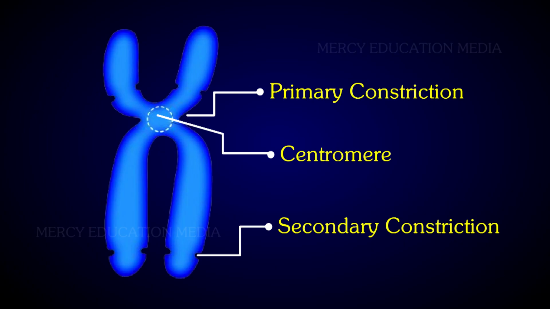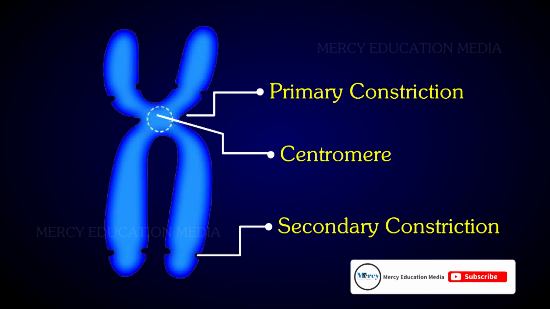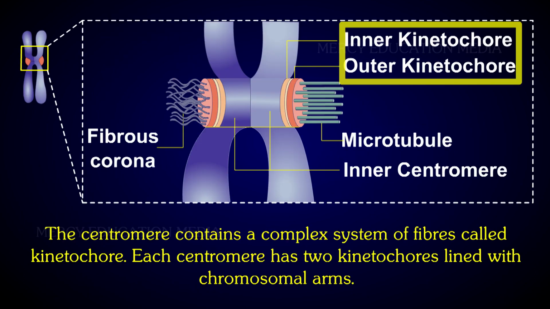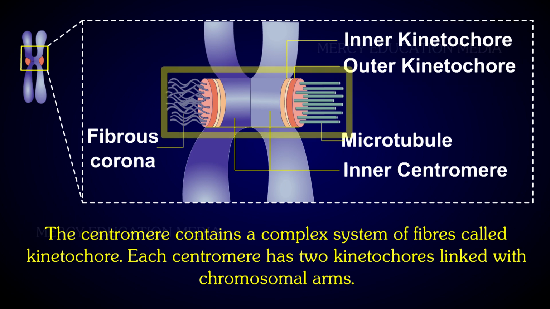The number of centromeres varies from chromosome to chromosome. The monocentric chromosome has one centromere and the polycentric chromosome has many centromeres. The centromere contains a complex system of fibers called kinetochore. Each centromere has two kinetochores linked with chromosomal arms.